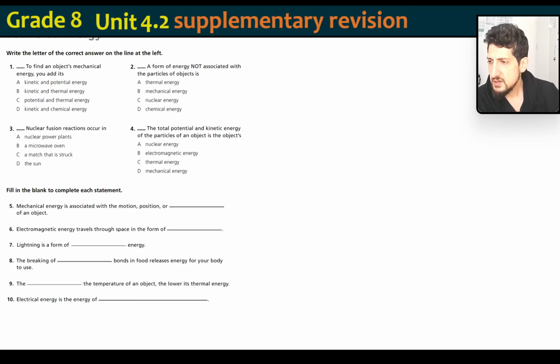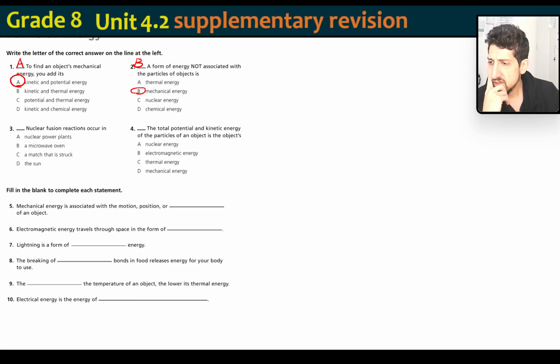Let's keep going. Write the letter of the correct answer on the line at the left. To find an object's mechanical energy, you add its, so hopefully most of you know this by now, you add its kinetic and potential energies. A. 2. A form of energy not associated with particles of objects is what? Not associated with particles, so we're talking about mechanical energy here. There are 5 types of energies associated with particles, and mechanical energy is not one of them.